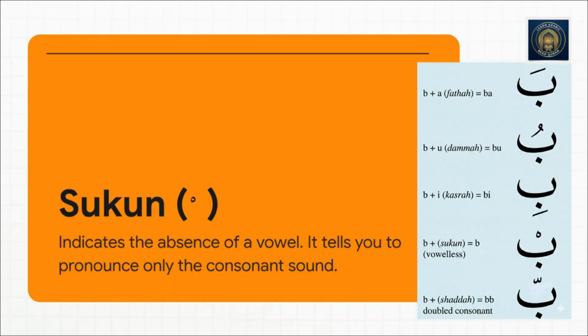So what happens when there's no vowel? That's where the sukun comes in. This little circle is basically a stop sign for vowels. It tells you to stop. There's no a, u, or i sound here. You just pronounce the plain consonant sound. So if you have an ah sound followed by a ba with a sukun, you get ab. The sukun is what lets us build syllables.